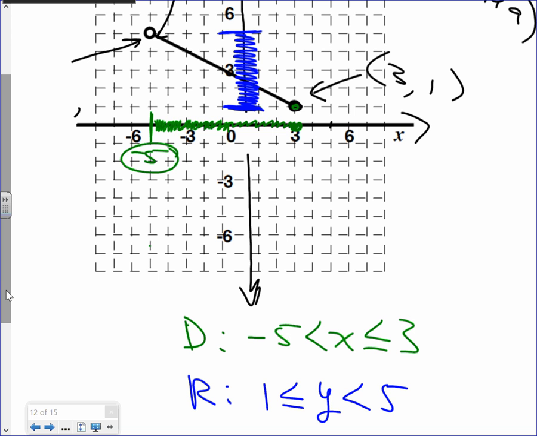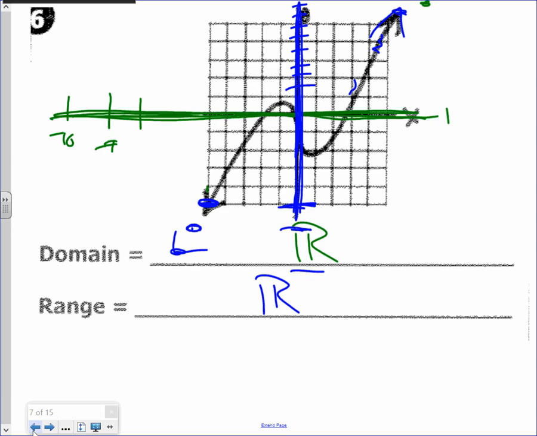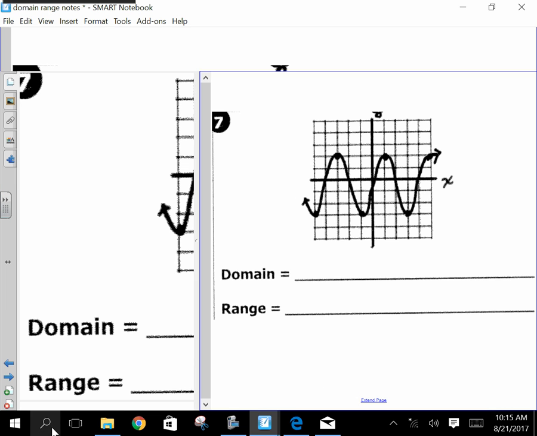Okay, 7, 8, 9, and 10, just 4 problems. You're going to do it with your partner. Okay? So 7, 8, 9, and 10, you're going to do it with your partner. After, if you want to come and see the eclipse, because we have 5 more minutes until it's maximum.